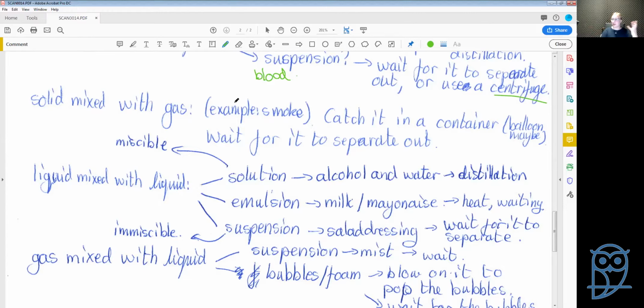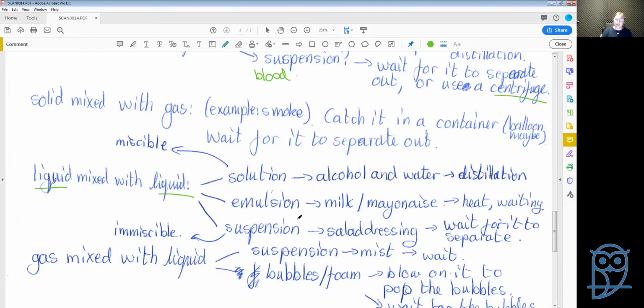So you could literally catch it in some kind of container if you want. A balloon could work well. And then you just literally need to wait until it starts separating out, until the air inside is still and not moving. Then slowly all of the particles will start sinking down and it would form a layer on the bottom.